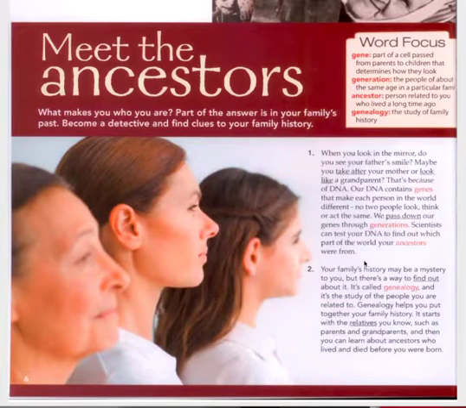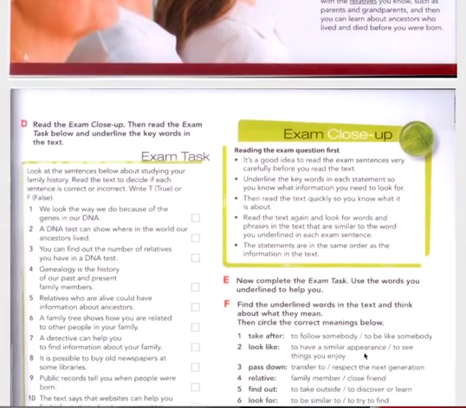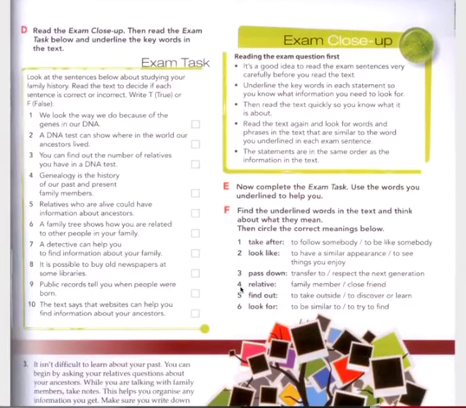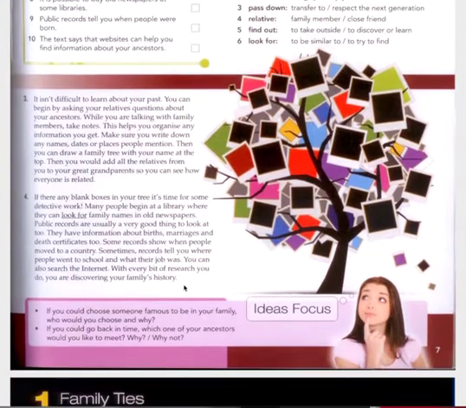Your family's history may be a mystery to you, but there's a way to find out. It is called genealogy, and it's the study of the people you are related to. Genealogy helps you put together your family history. It starts with the relatives you know, such as parents and grandparents, and then you can learn about ancestors who lived and died before you were born. So, there are different questions here, but I'm more interested in the vocabulary actually.